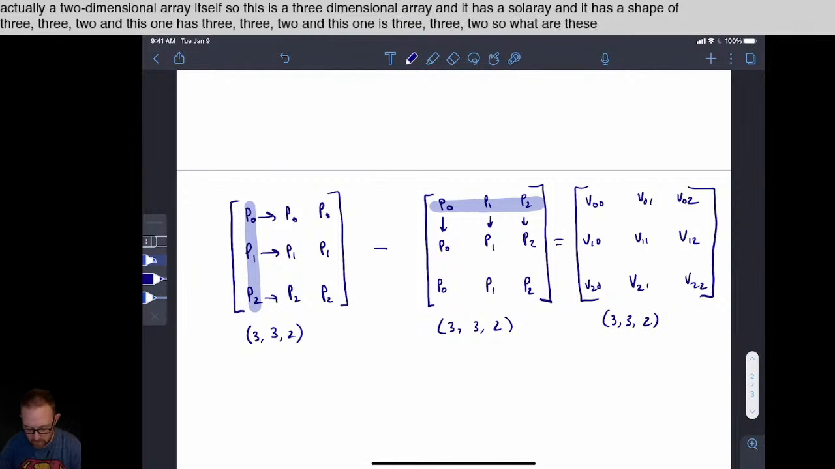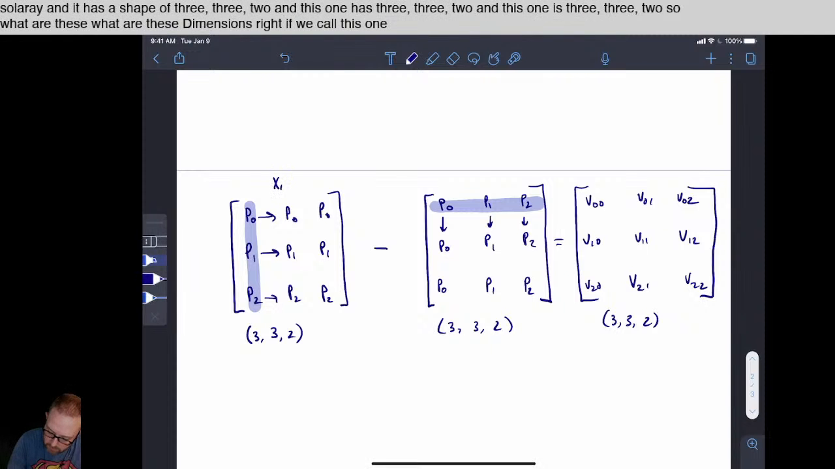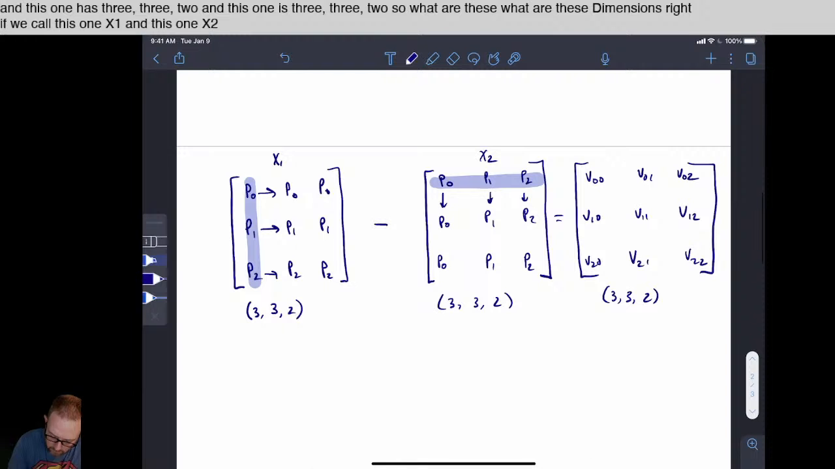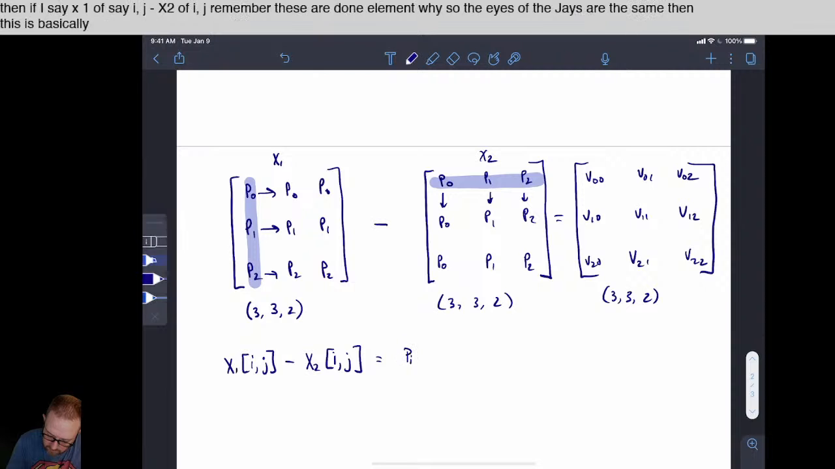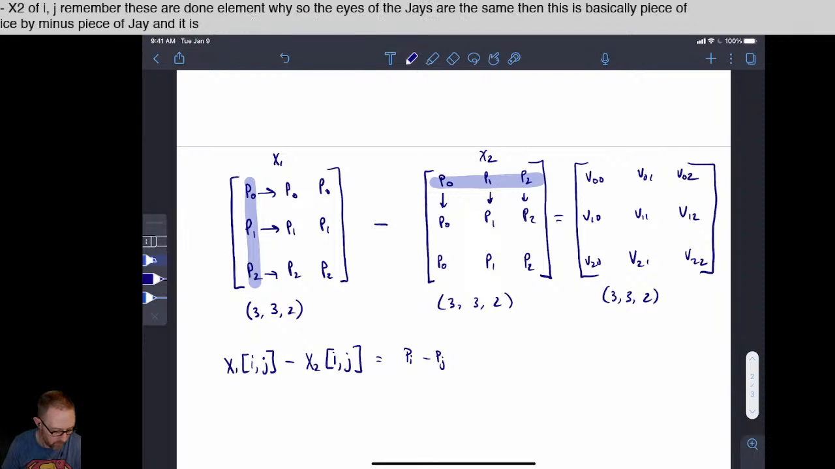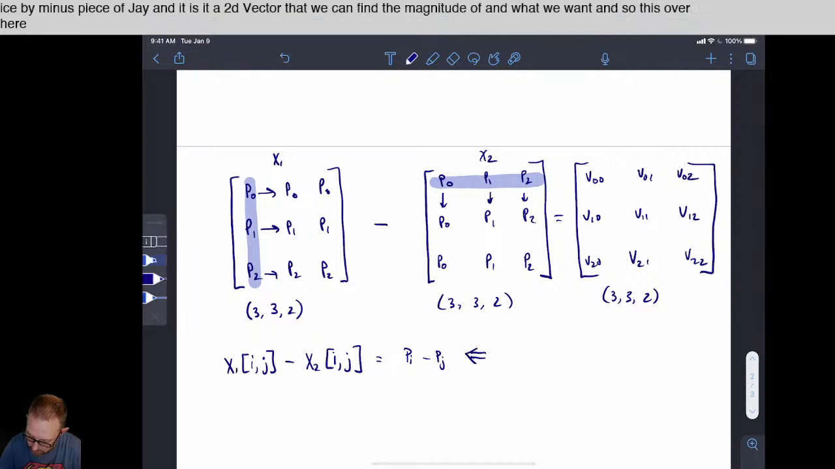So what are these dimensions? If we call this one x1 and this one x2, then x1 of i comma j minus x2 of i comma j, remember these are done element-wise, so the i's and the j's are the same, is basically p sub i minus p sub j. And it is a 2D vector that we can find the magnitude of. And this over here is basically Vij, or in the indexing notation, like this.